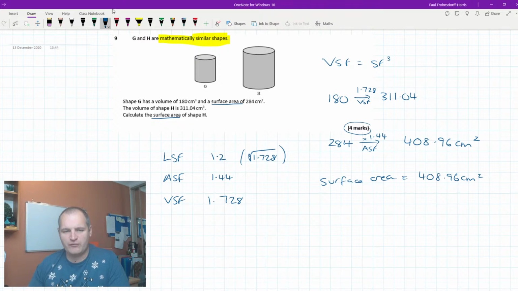What I've done is I've found the volume scale factor, because we were given the 2 volumes, by dividing.